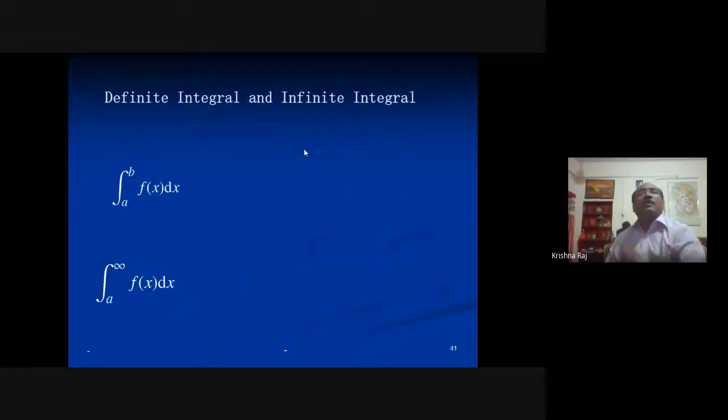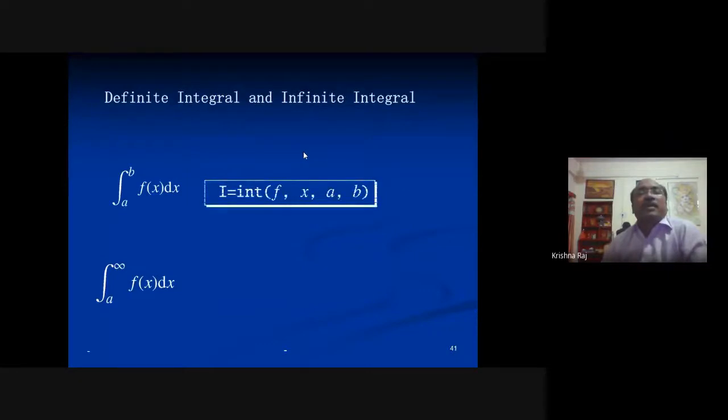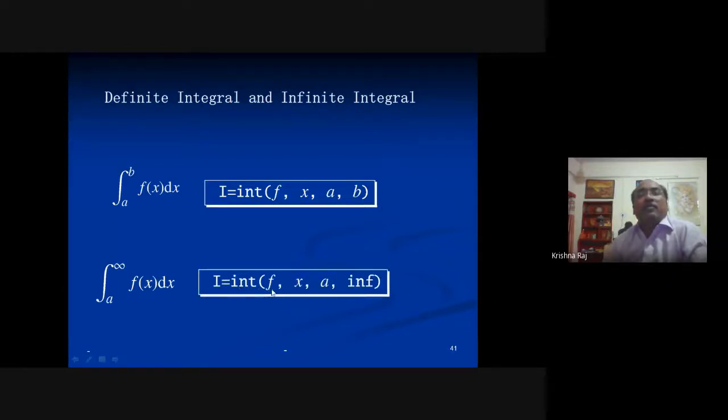Similarly, we can use commands for integration, definite integral and indefinite integral. For the definite integral, we will use int of f(x), and the limit is from a to b. And for the infinite integral, we will consider the command integration, with the function f in variable x, the starting limit a, and the last one infinity.